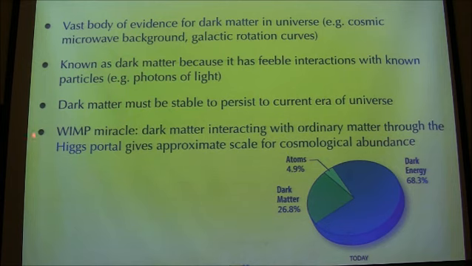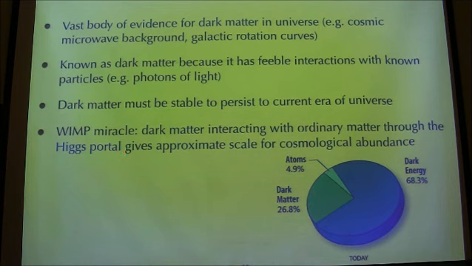Now there's something called the WIMP miracle, weakly interacting massive particle miracle. That if dark matter interacts with ordinary matter very, very weakly through the Higgs interaction, this is called the Higgs portal, then it sort of gives the right scale for what we see cosmologically for its abundance. And so lots of ideas about dark matter and its particle physics origin go back to the weak interactions. So that's why I say the weak interactions are so interesting. They seem to connect to a lot of these basic ideas in the universe.